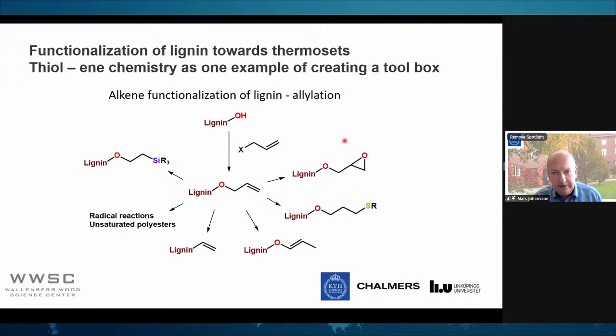So what I will take as an example here is something that we have been working on, to try to add functionality to lignin structures and functionalize them in a way so we get a handle that we can use for further reactions. And the route we've chosen is to do allylation. We take an allyl chloride in this context, and we react that with the phenolic groups in the lignin to form an aryl allyl ether.